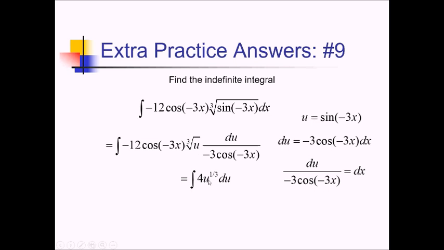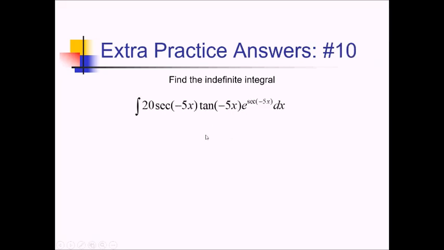Now this exponent, using the reverse power rule, bumps up to a 4/3, which means we're multiplying by 3/4. 4 times 3/4 is just 3. So we have 3u to the 4/3 plus c. And then just substituting the sine of negative 3x back in there, we end up with this expression.